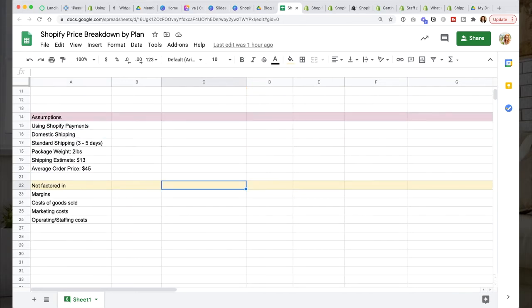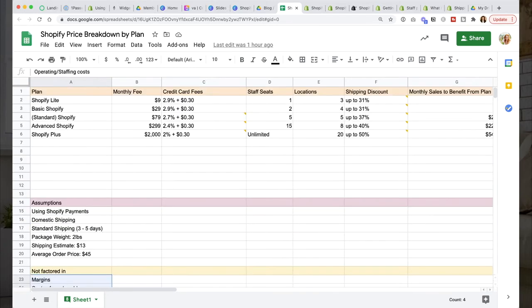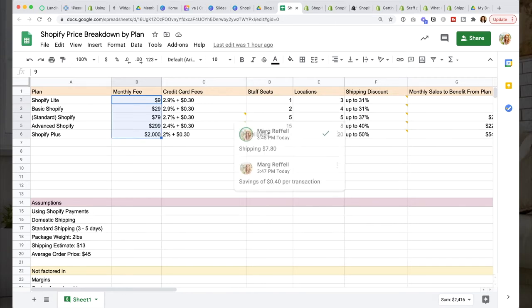There was a lot of stuff that's not factored in as well. We don't have margins, we don't have costs of goods sold, we don't have marketing costs, and we don't have operating or staffing costs involved in these calculations. We are really just looking at the monthly fees and how much you would need to sell to make up the monthly fees by the savings you're getting from credit card fees and from shipping discounts.